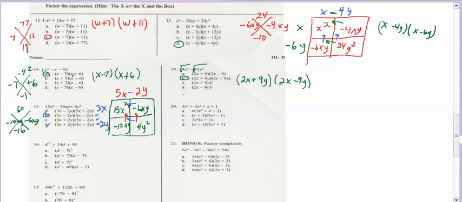Okay, let's go ahead and work on over to do 20. Okay, this is a 4-term polynomial. Is there anything that I can take out? No. So therefore I have to use my box for that.